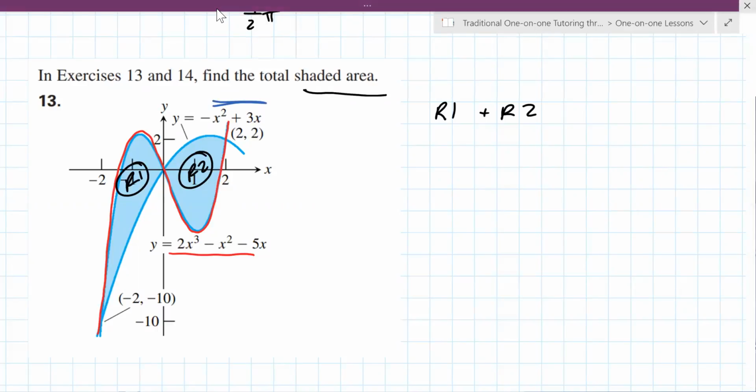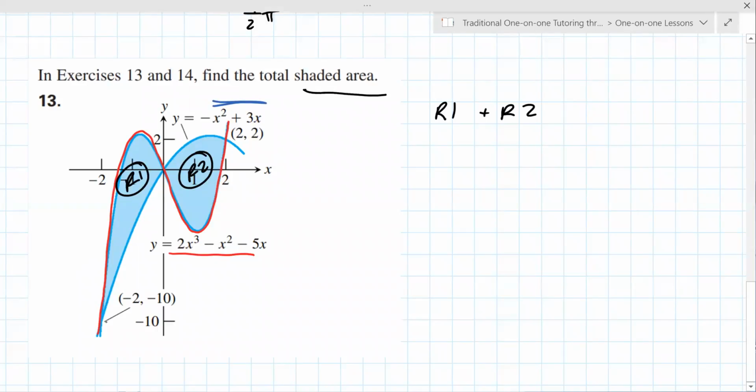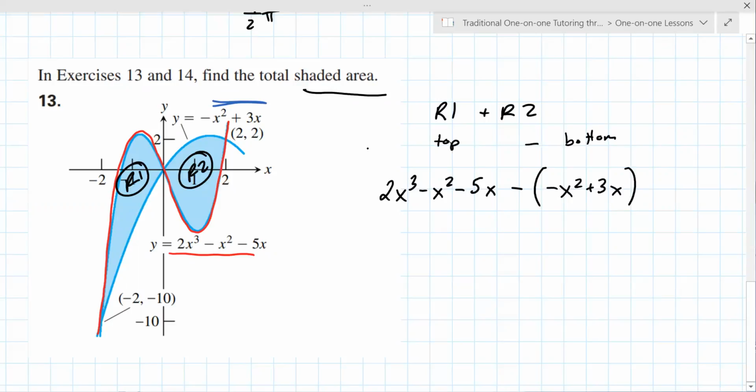So the top function on the left here is 2x cubed minus x squared minus 5x. That's your top, and then you subtract the bottom. The bottom is minus x squared plus 3x. So it's always top minus bottom. Then you integrate from the left endpoint to the right endpoint, the x values. They actually give you the x values here, which is nice, -2 to 0, and that's a dx. And that's just region 1.